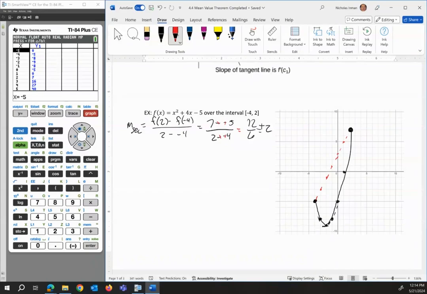The question is where. To do this, you take the derivative. You then set the derivative equal to what we need it to be. Subtract the 4, divide by 2. And we have our answer. When x is -1, our slope right here is 2.